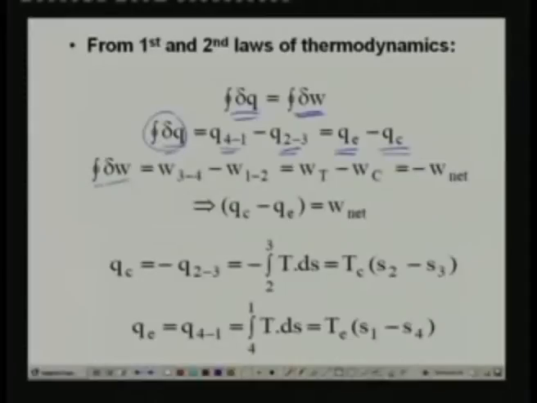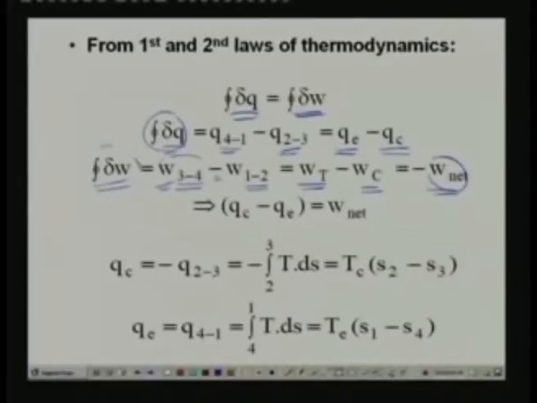Now, cyclic integral of dou W. Work transfer takes place during process 3 to 4 and during process 1 to 2. During process 3 to 4, the system does the useful work in the turbine. So, this is positive, and during process 1 to 2, work is done on the system. So, this is negative. If you look at the schematic, W3-4 is nothing but the work output from the turbine WT, and W1-2 is nothing but the work input to the compressor WC. So, cyclic integral of dou W is nothing but WT minus WC, which is nothing but minus W net, where W net is the work input to the system.